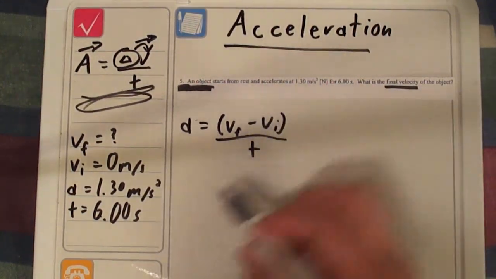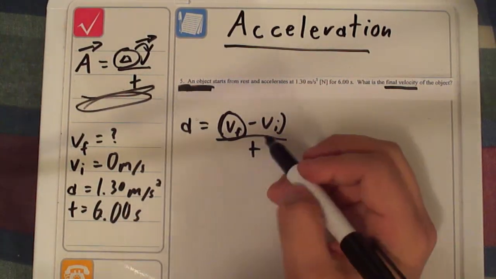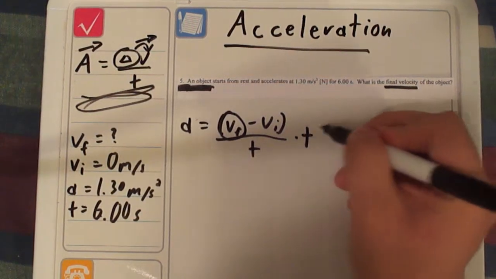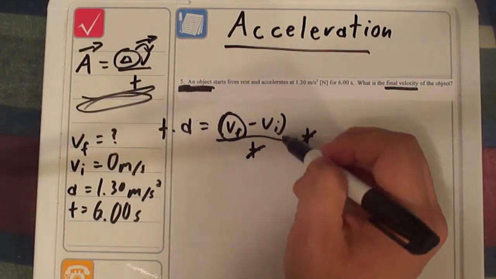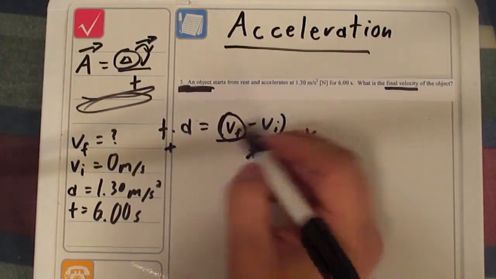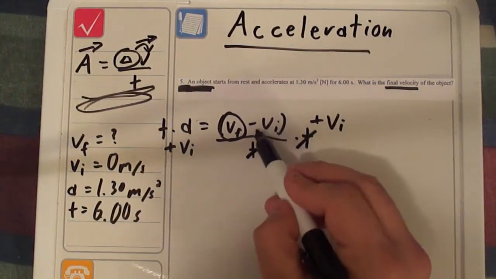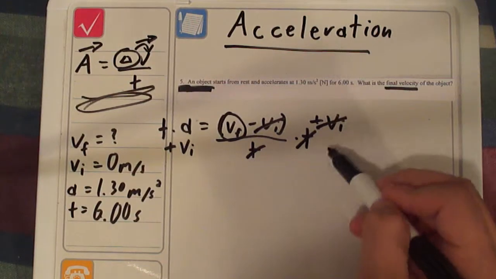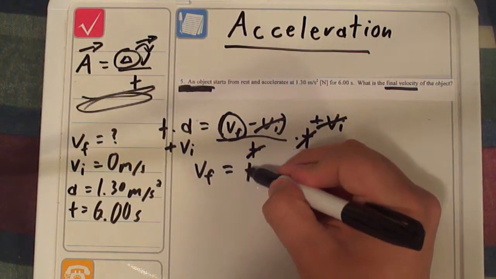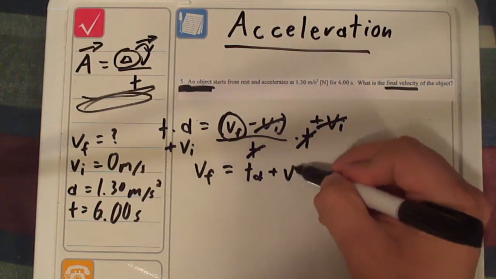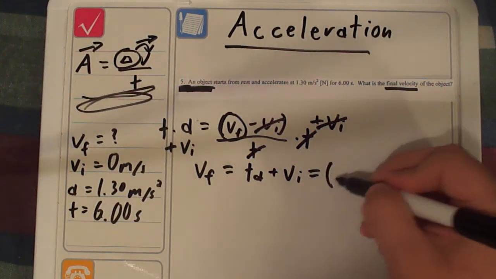Okay, so now we can use acceleration equals Vf minus Vi over t. We're finding Vf, so multiply both sides by t to get rid of the t on this side. Then we can just add Vi to both sides, because you have a minus Vi plus Vi, they cancel. You then get velocity final equals t a plus Vi.